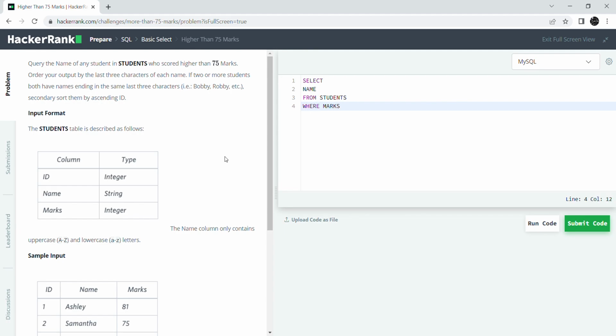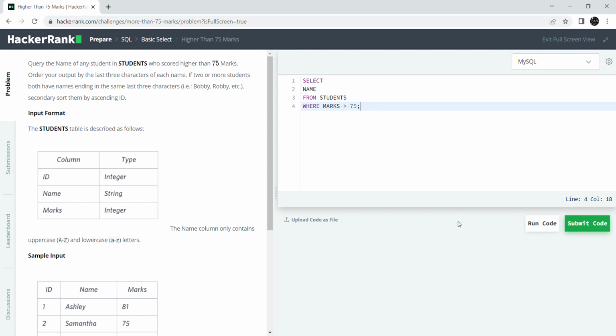marks greater than 75. One thing you will note: in the previous solution I used greater than or equal to, but here I have used greater than because it says higher than 75 marks. They are not asking us to consider 75 itself. If they had asked for students who scored either 75 or greater, then I would have written greater than or equal to, but here we write only greater than 75.